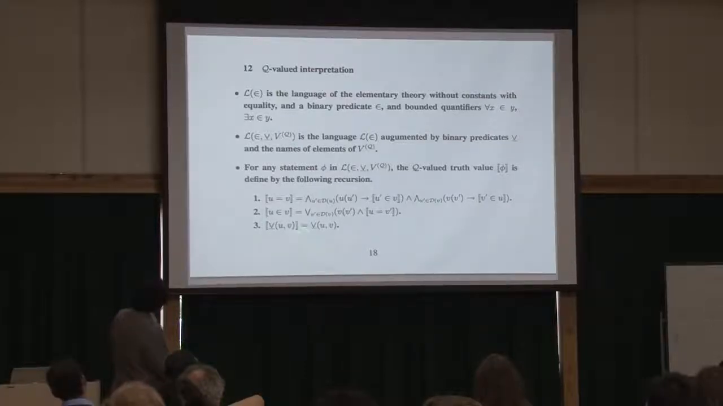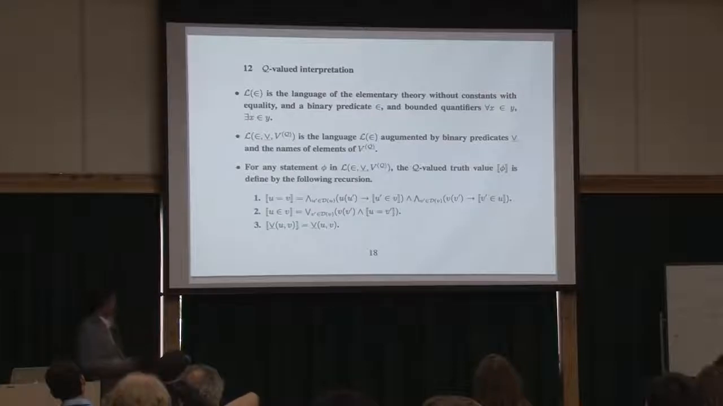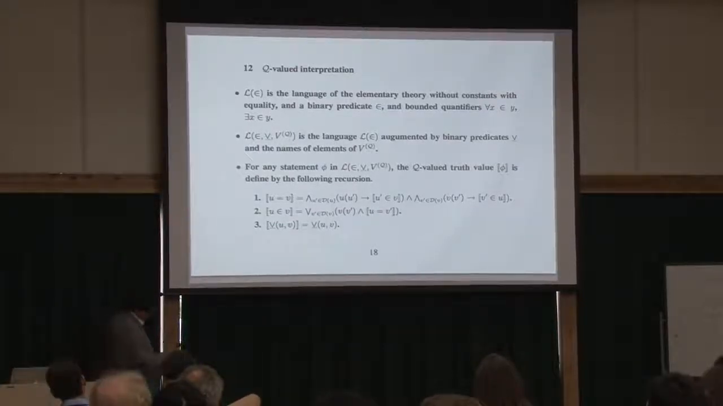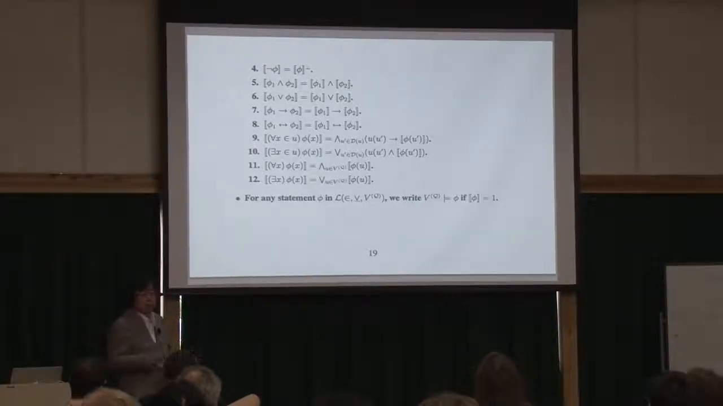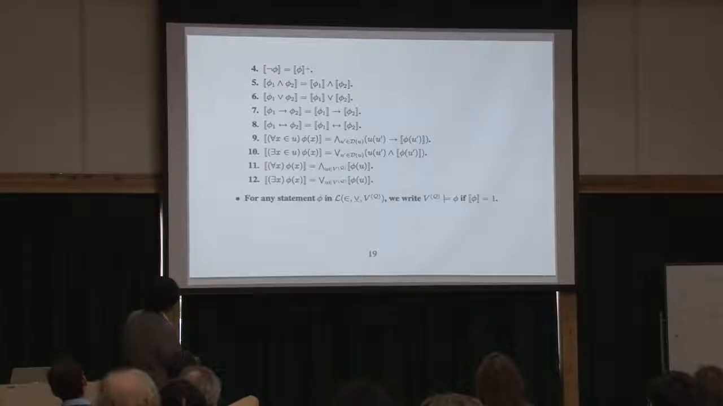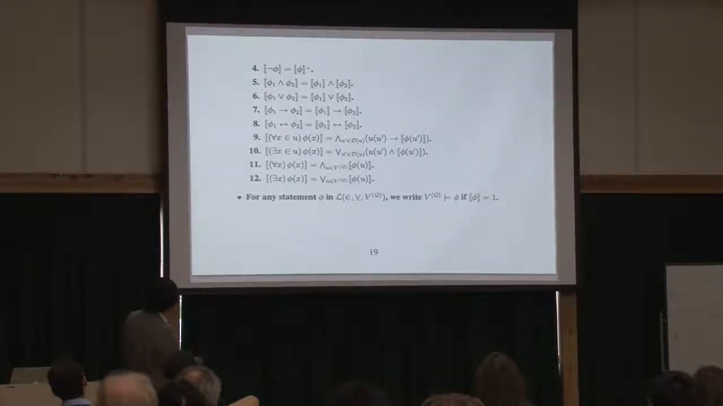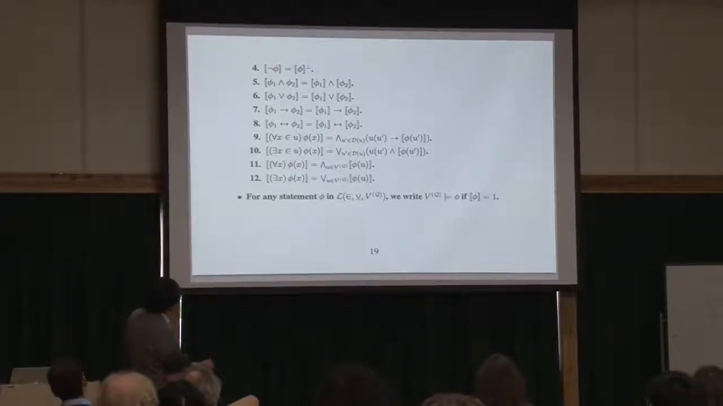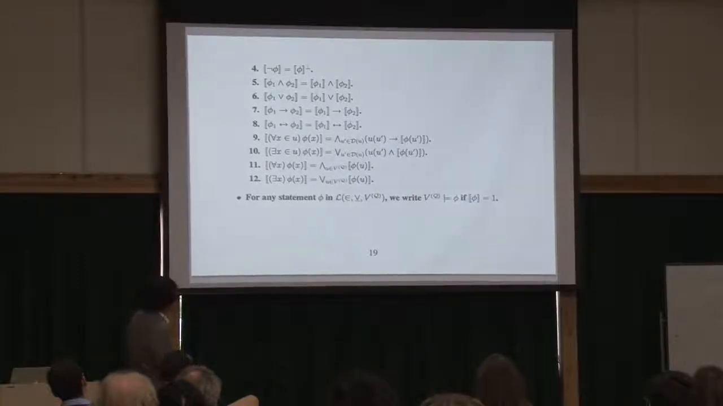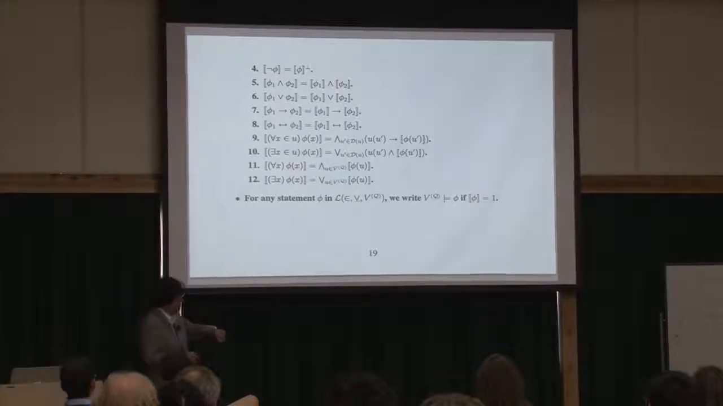Then a commutativity relation defines the predicate describing the commutativity of two quantum sets. And then we introduce the logical symbols and the quantifiers in the usual way. In this way, we can assign to every statement in the set theory some projection. So for any statement, we write that the statement is satisfied by this model V_Q if its truth value is unity.